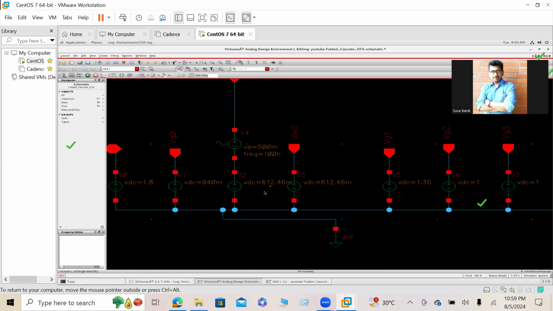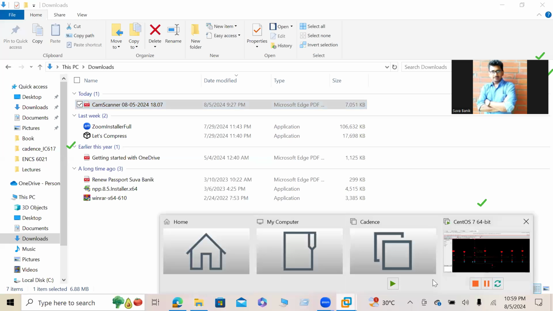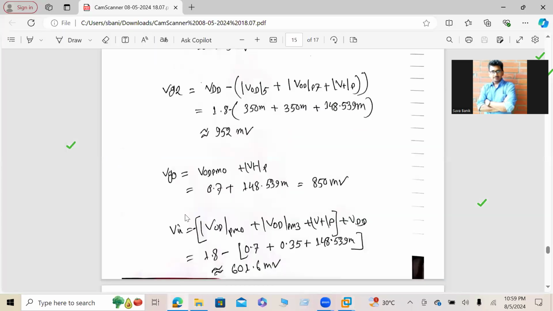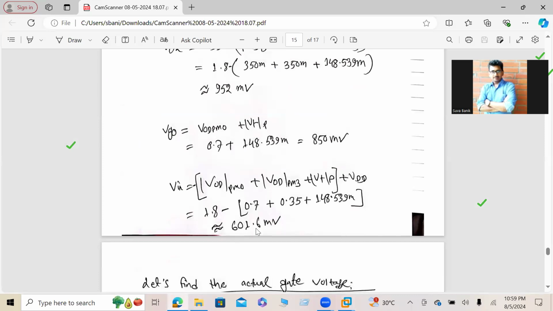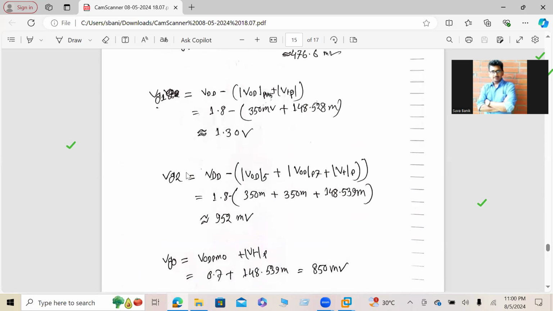For the input, here I use 612.46 millivolt, or you can use 612 millivolt. And what was our calculation here? It is 601. It's almost the same, a little bit of change, but it's almost the same. As I explained, it will not match 100%. Let's say for VG2, you can see it's 950 millivolt or 952.